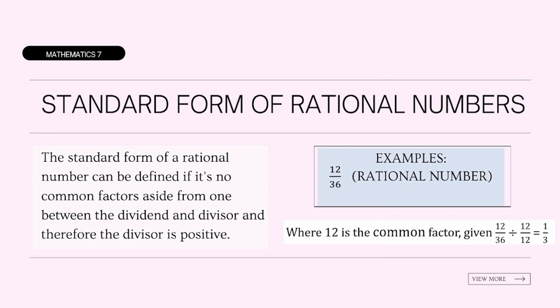So we can say that the rational number 1/3 is in standard form, where 12 is the common factor given that 12 over 36 divided by 12 over 12 is equal to 1/3.